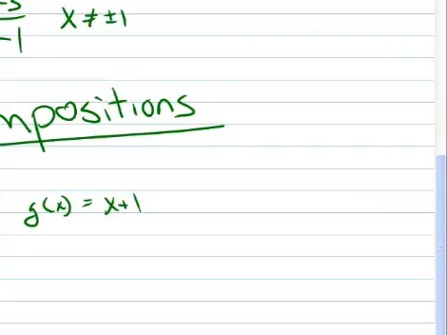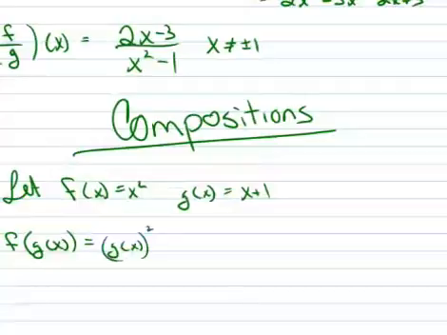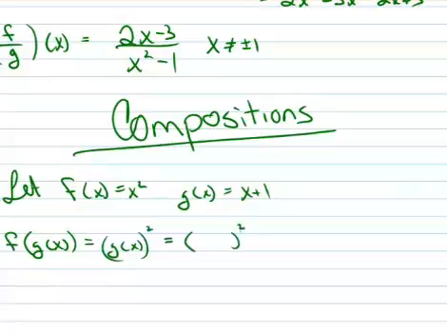So f of fire truck would be fire truck squared. F of Amelia would be Amelia squared. F of g of x would be g of x squared. And we know that g of x is x plus 1. And that is a composition.